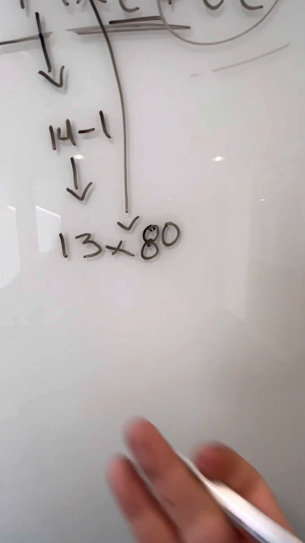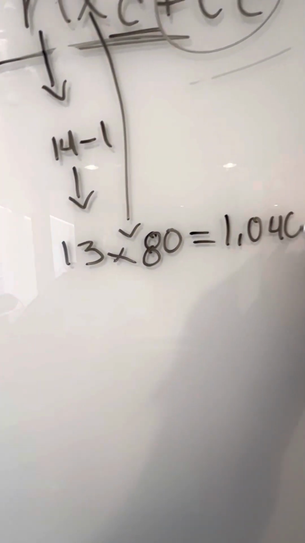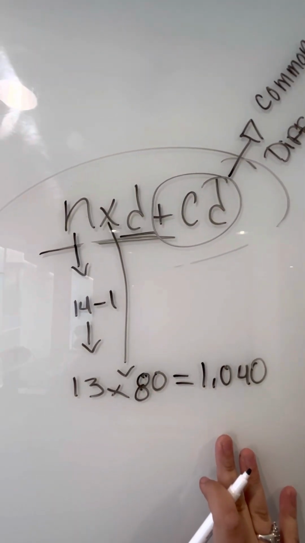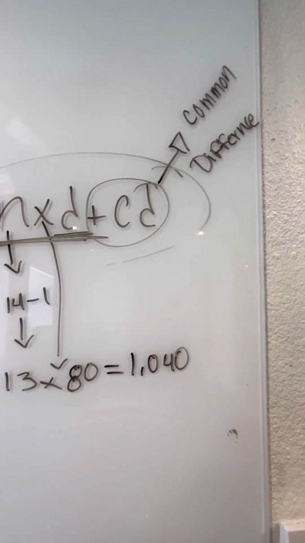All right, so what is 13 times 80? I'll do it for you guys. That would be 1,040. So 13 times 80 is 1,040. What's next? So we did this right here. All we need is a common difference.